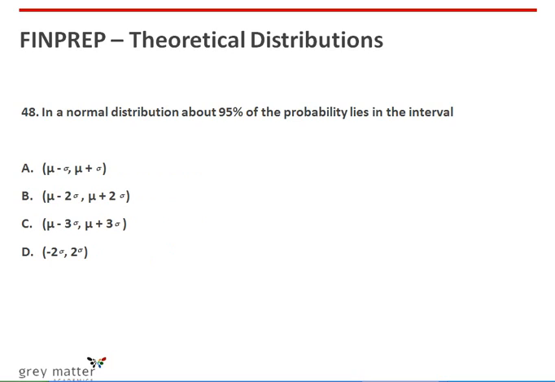48th question: in a normal distribution, about 95% of the probability lies in the interval mu minus 2 sigma to mu plus 2 sigma. That is option B, which says mu minus 2 sigma to mu plus 2 sigma. That is the characteristic of a standard normal distribution.